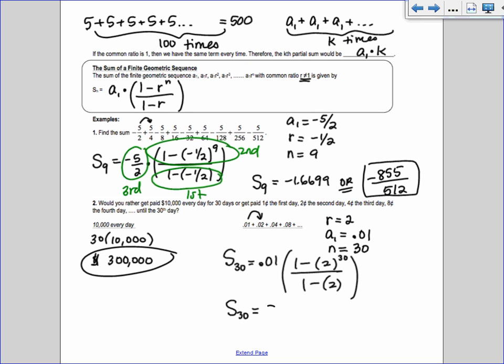So after 30 days, you have $10,737,418.23.